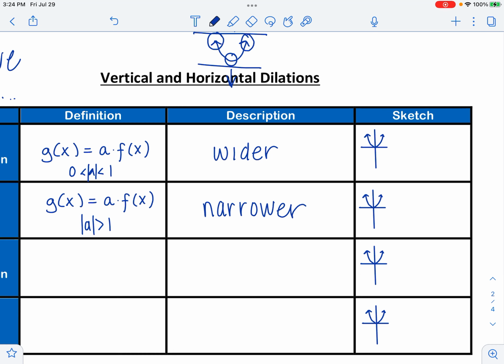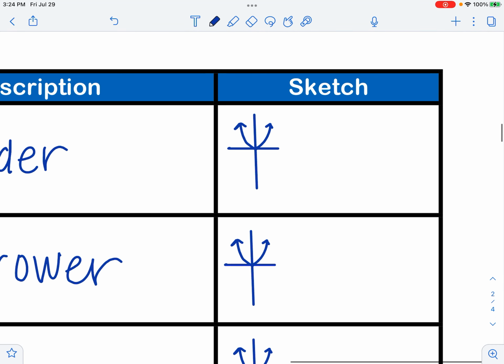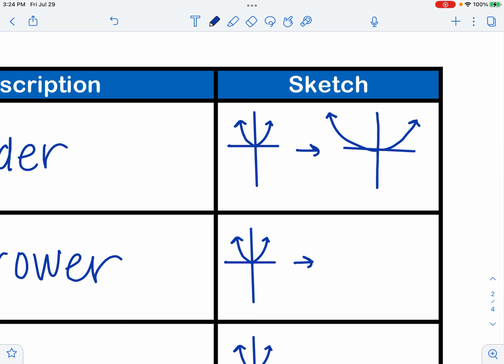All right, so if there's a coefficient in front of your parent and it is a number between 0 and 1, your graph would get wider. So instead of looking like what I have drawn, it would get wider, like so, and that's called a vertical compression. If that a value in front of the parent was a bigger number, like 3 or 6 or 14, or even -6, because you're taking the absolute value of it, it would get narrower, and that is called a vertical stretch.